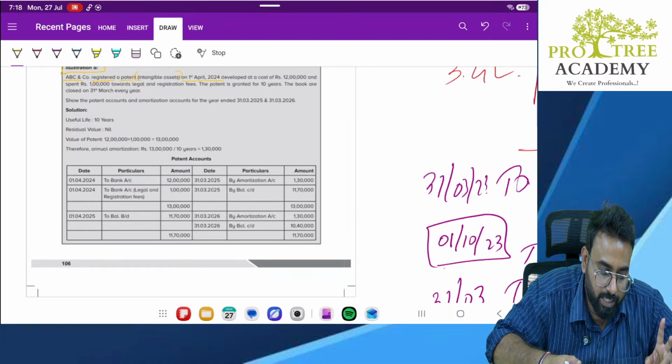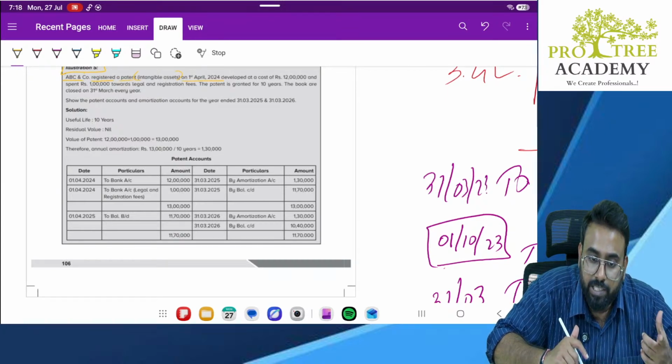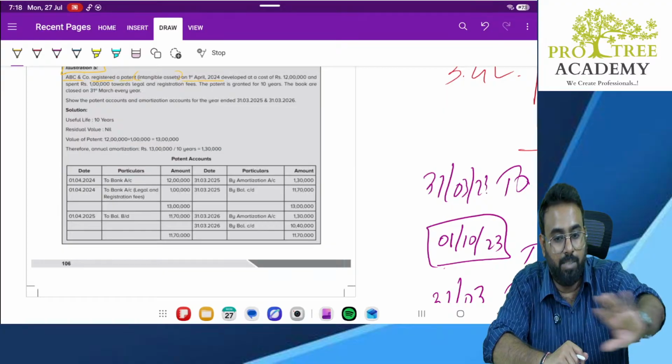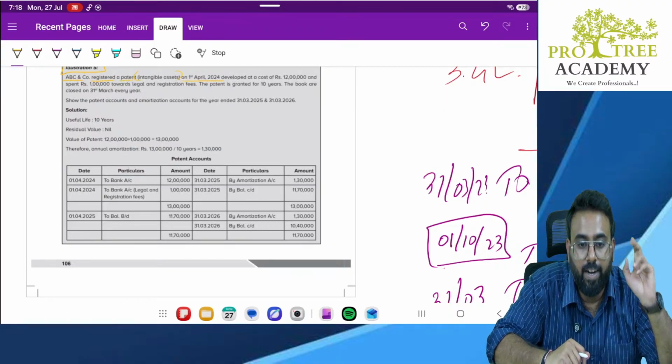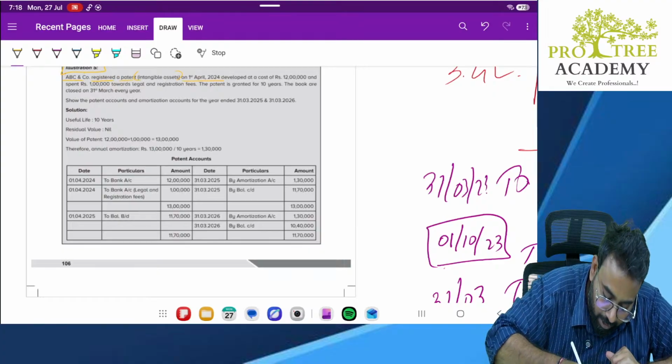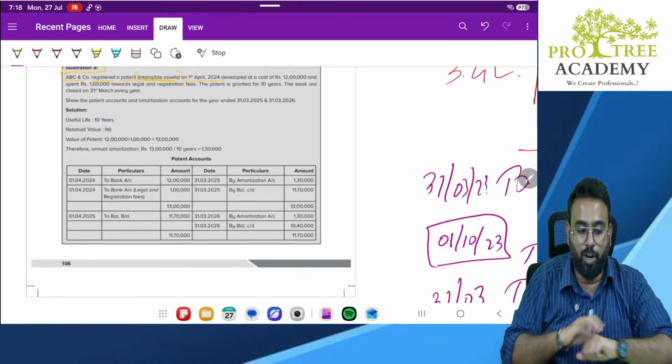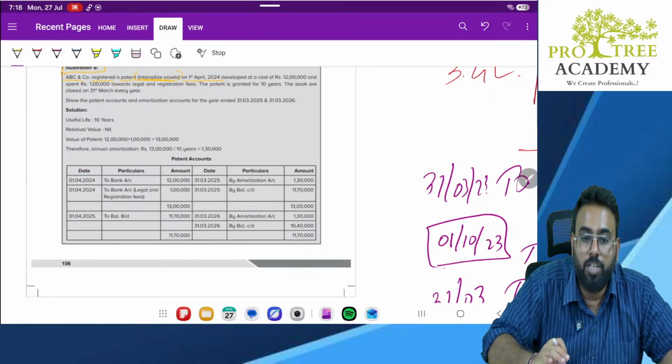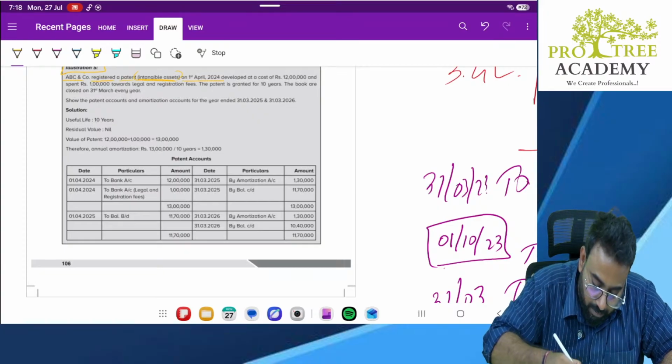So in the depreciation chapter, what was the name of this chapter? Depreciation and amortization. Depreciation will come where? For all your tangible assets, depreciation will come. Right? For intangible assets, what will come? Amortization. So they are telling you it is an intangible asset. That means what? Now you should not use the word depreciation. You should use the word amortization.